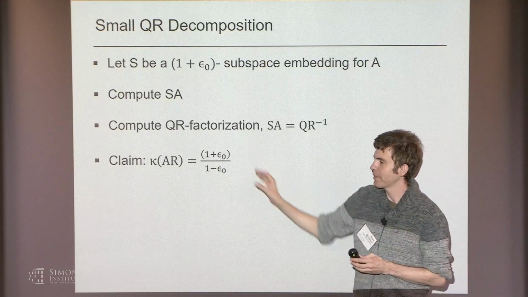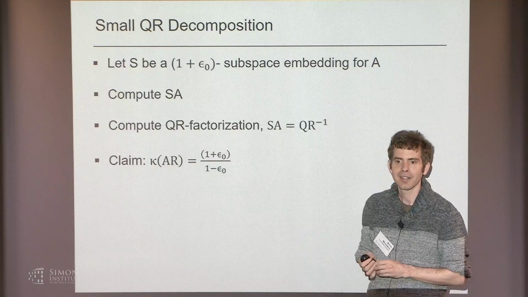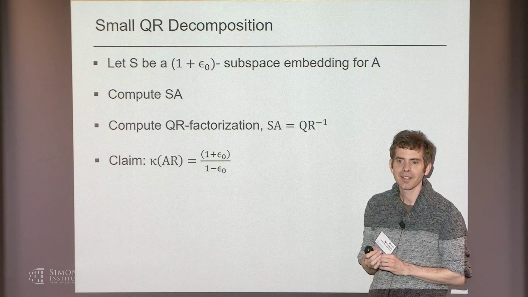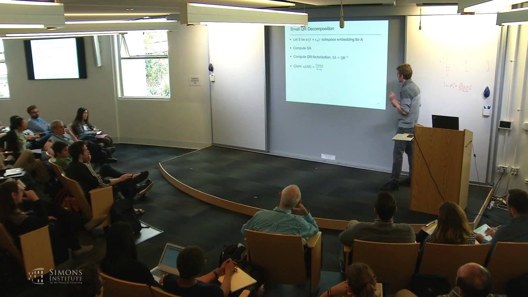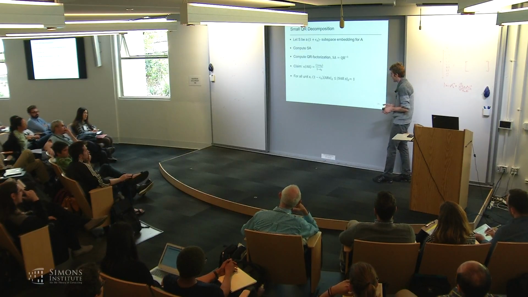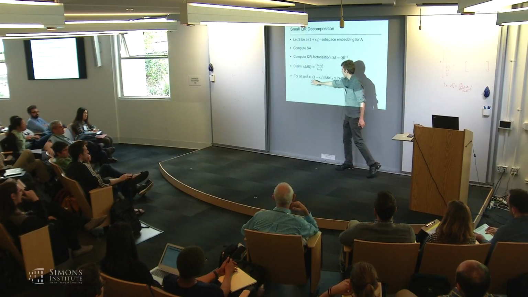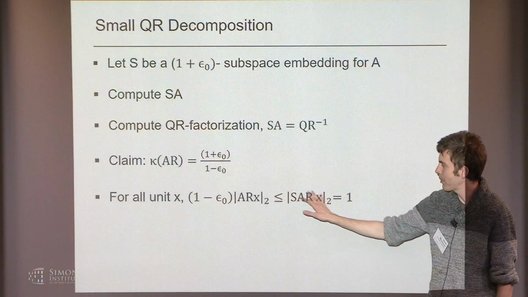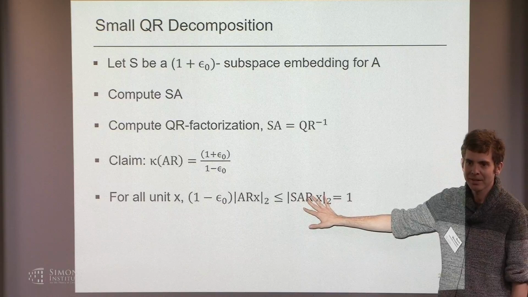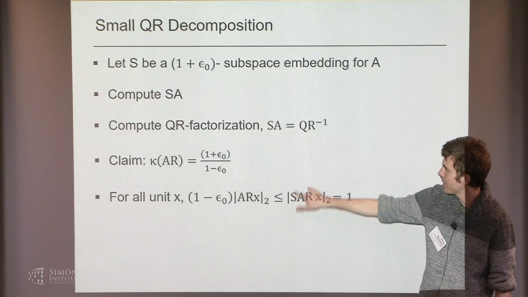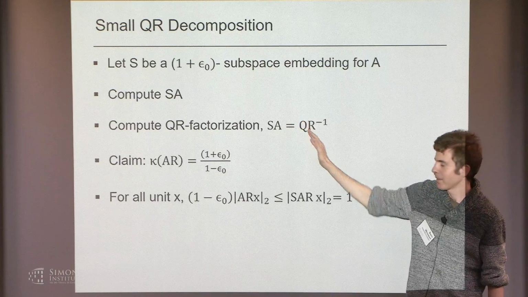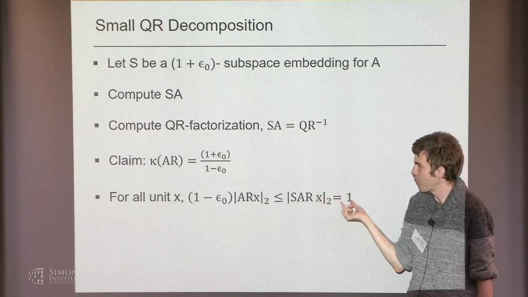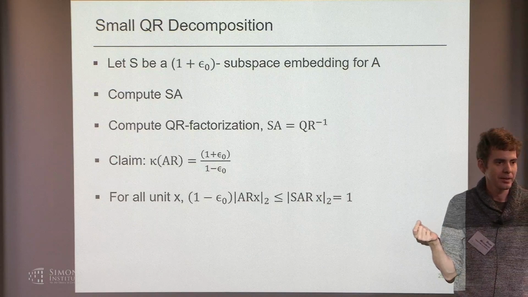So why should this be well conditioned? AR x is roughly equal to SARX, and the R cancels. Okay, perfect. So let's do what Ravi said. For all unit vectors x, what do we know about the norm of SARX? If I multiply both sides by R, SAR has orthonormal columns. So the norm of SARX is just 1 if I apply it to a unit vector.